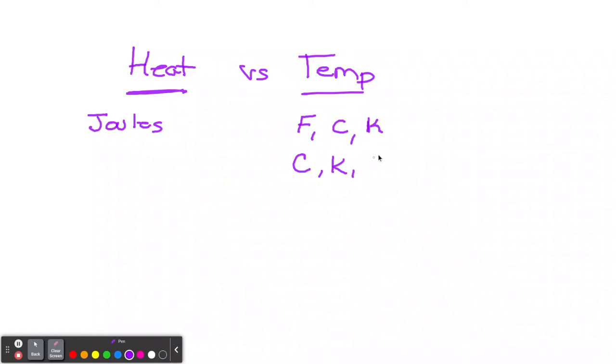Maybe we should write it like this. Just seems a little better to do it that way. Let's not do it that way. All right. So we have Celsius, Kelvin, and Fahrenheit.